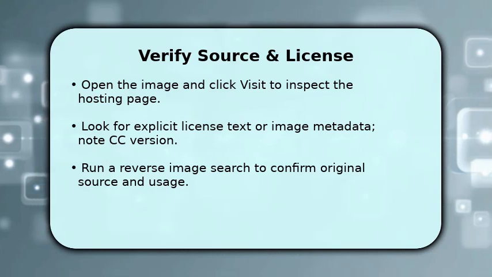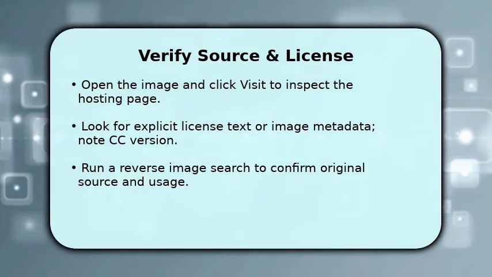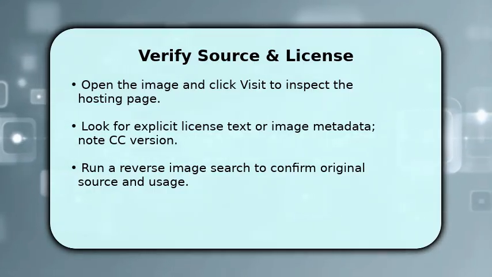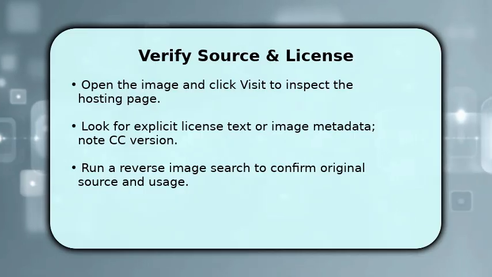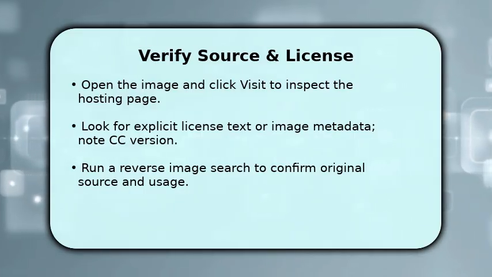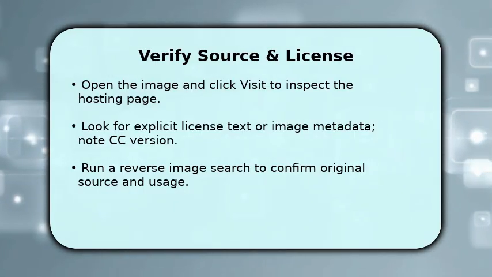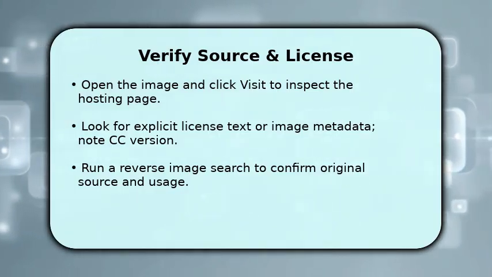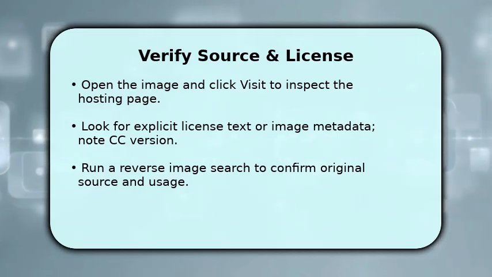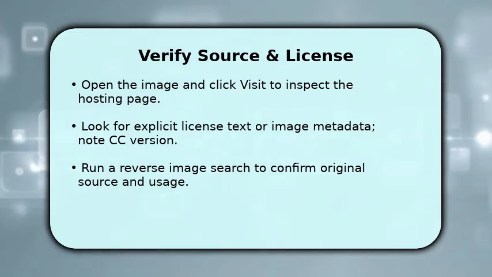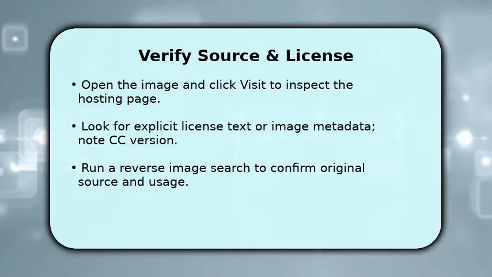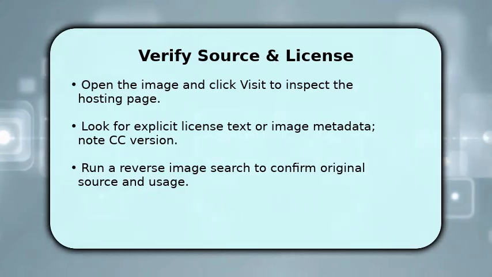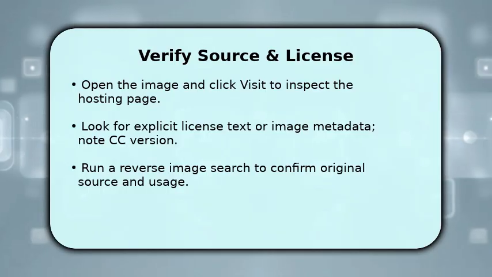Next, you verify the image by visiting the host page and reading the license terms. Do not rely on Google's label alone. You should look for an explicit Creative Commons version number or reuse statement and check image metadata for creator details. Once you find that, run a reverse image search to confirm the original source and to ensure the file wasn't reposted without rights. This step prevents accidental use of misattributed or altered images and explains why confirmation matters.